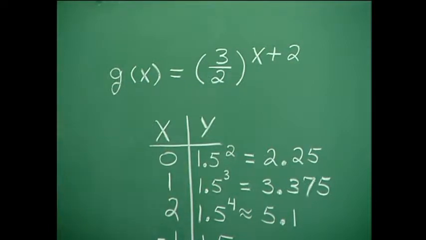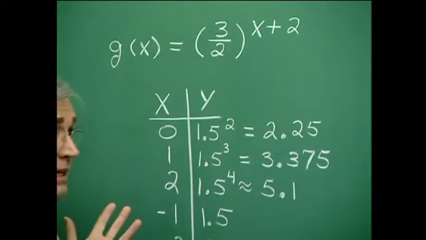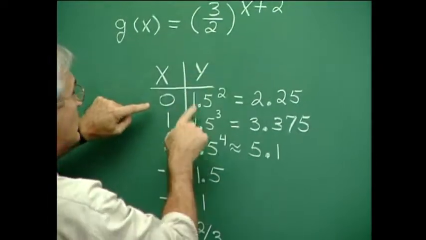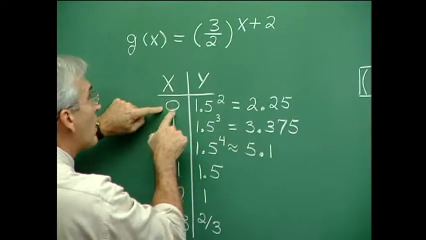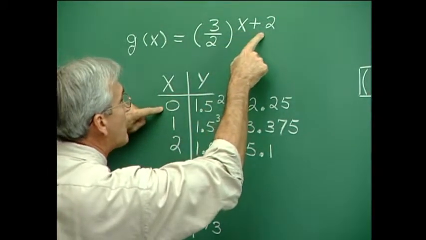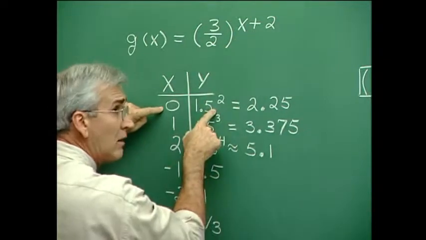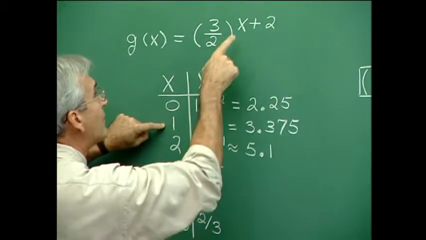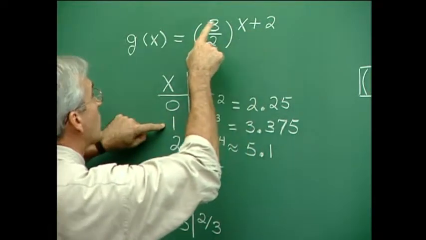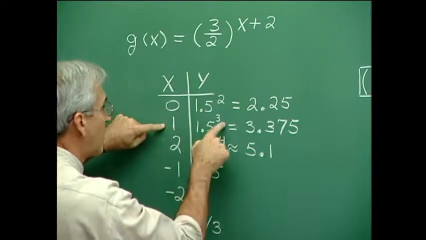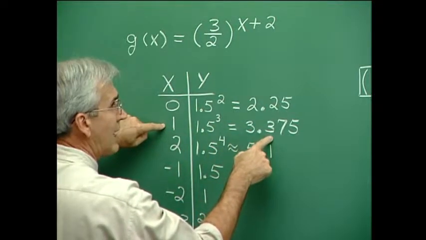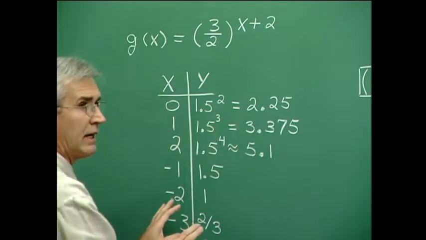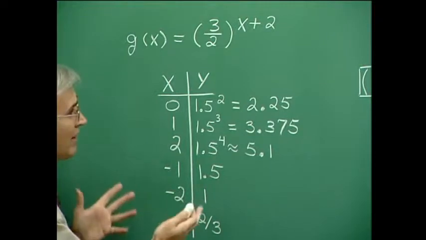Another way would be to use a point plotting method, and that would mean we need to make a table of values. To do that, we think of 3 over 2 as 1.5. If x is 0, then we would have 2 for the exponent, so we would have 1.5 squared, and evaluating that, 2.25. And then if x is 1, we would have 1 plus 2, or 3, in the exponent, so 3 over 2, or 1.5, to the third power is 3.375, and so on. Once these get a little bit complicated, we need to use the calculator for evaluation purposes.